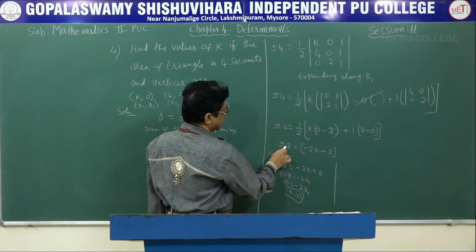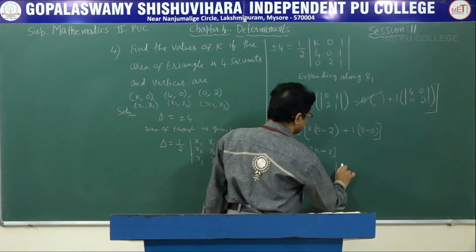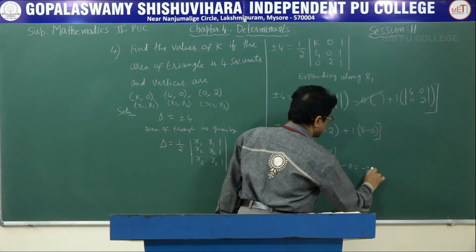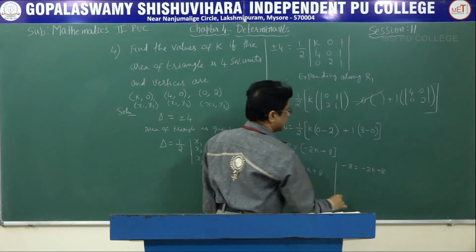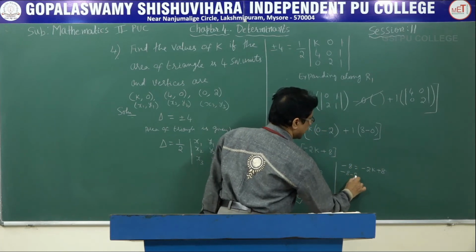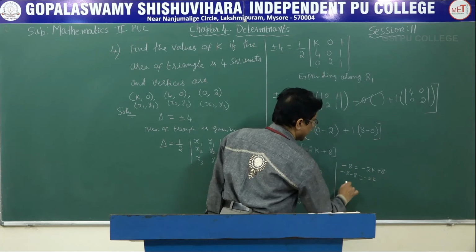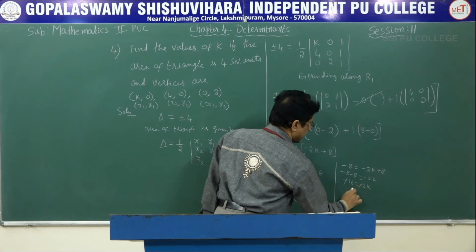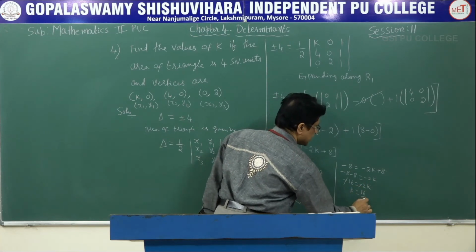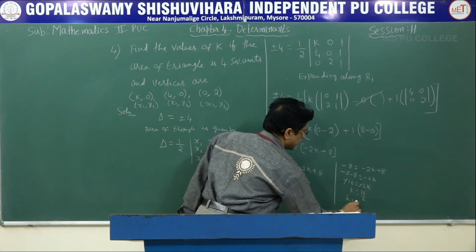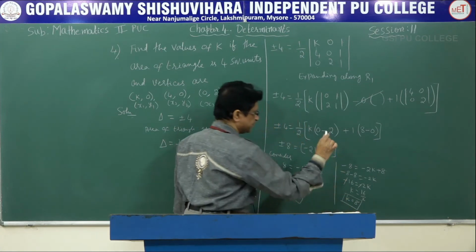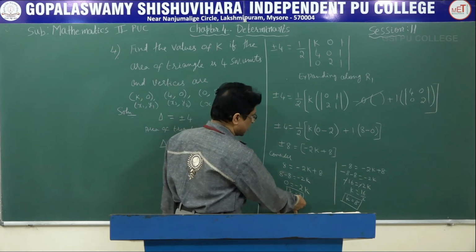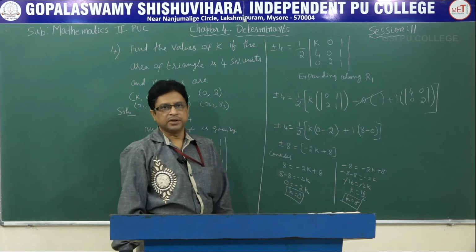Next consider the negative sign, that is minus 8. So minus 8 will be equal to minus 2k plus 8. So minus 8 minus 8, minus 16 will be equal to minus 2k, and k will be equal to 16 by 2, that is k equals 8. So finally we have found the values of k, that is k is equal to 0 and k is equal to 8.